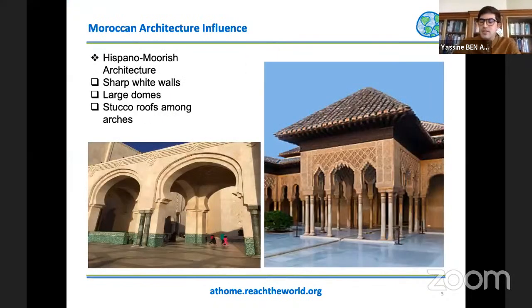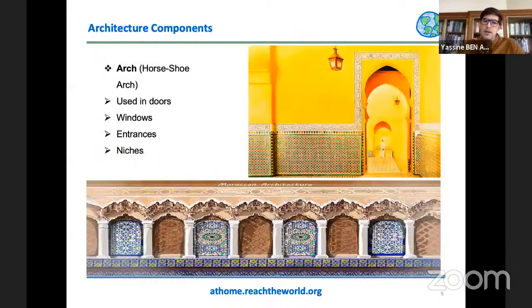Also, Moroccan architecture is influenced by Hispanic-Moorish architecture. As you can see here, we have sharp white walls, large domes, and stucco roofs among arcs. You will find these in a lot of cities in Morocco. So I'll go through some architecture components in Morocco.